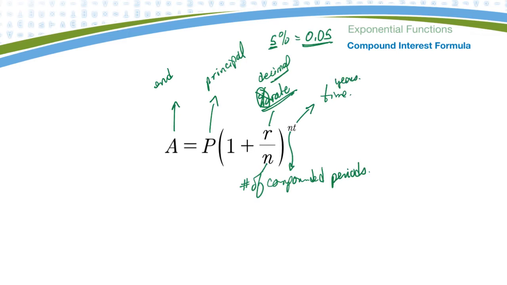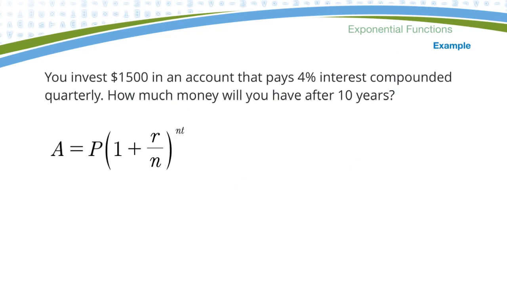Let's try a question. We've got 1,500 bucks that we want to put into an account. It's going to pay us 4% compounded quarterly. So that means 4 times a year. How much money am I going to have after 10 years? So let's plug things in. A is equal to principal, 1,500 bucks, times 1 plus the interest rate, 4%, so it's 0.04, over N, the number of compounding periods per year. This is quarterly, so it's 4, all to the NT. So N is 4 times the time, which is 10.